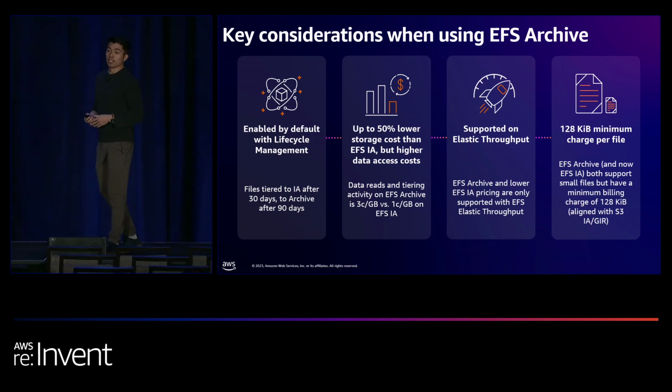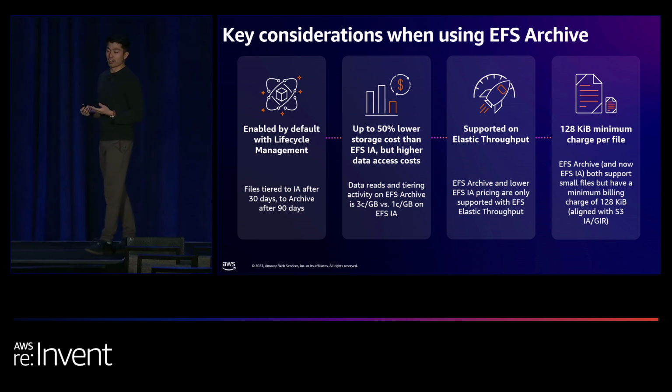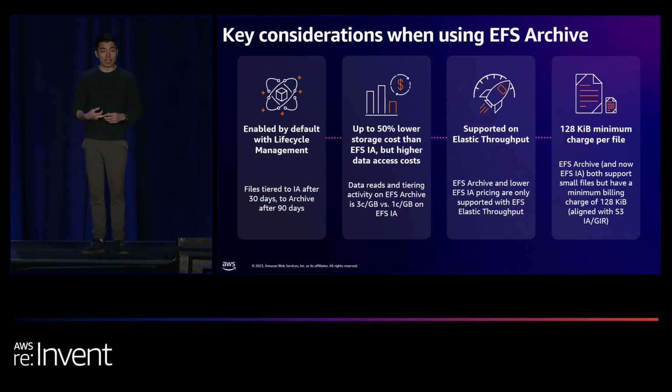And with the 95%, 97% cost difference between IA and archive and EFS standard, there's still tremendous savings that you can get for even the smallest file data that you have.